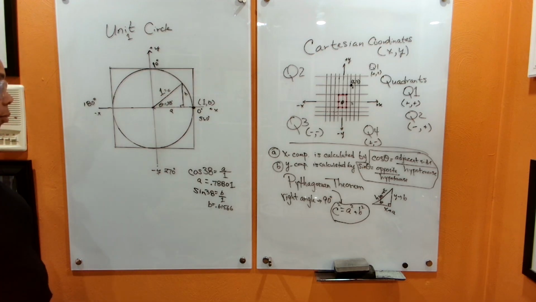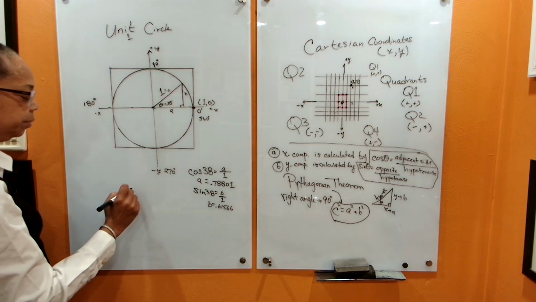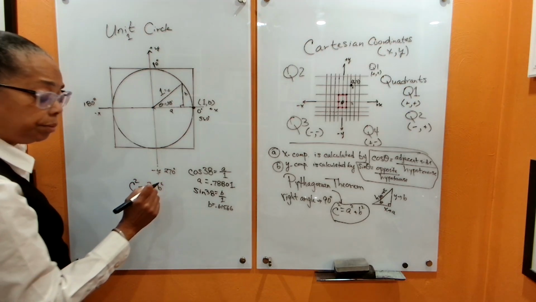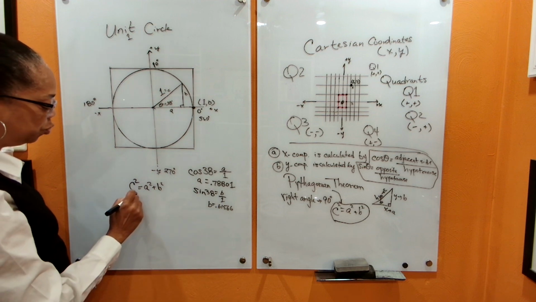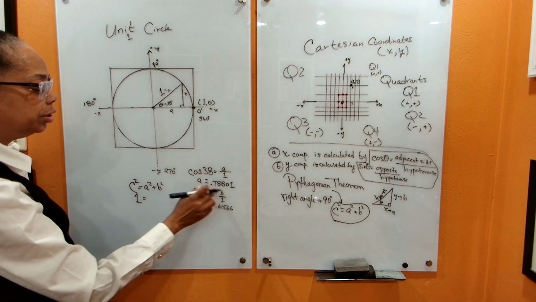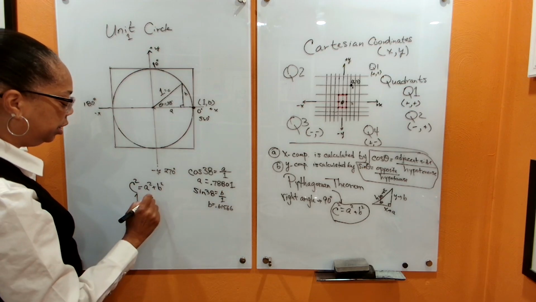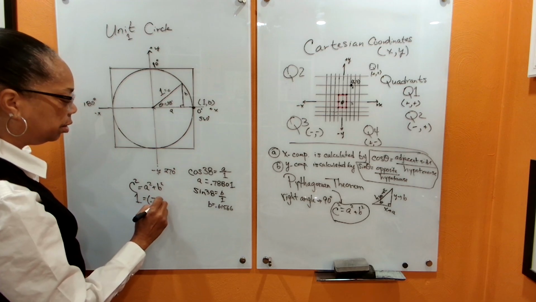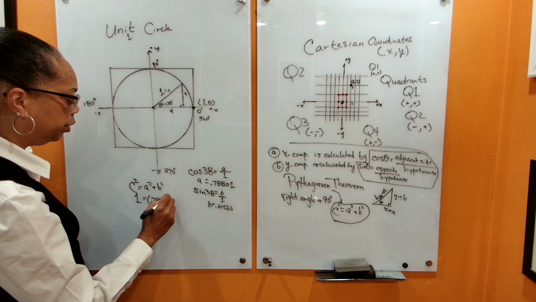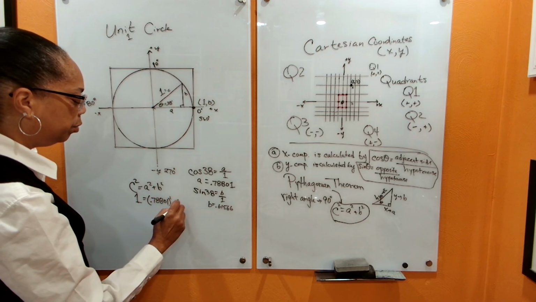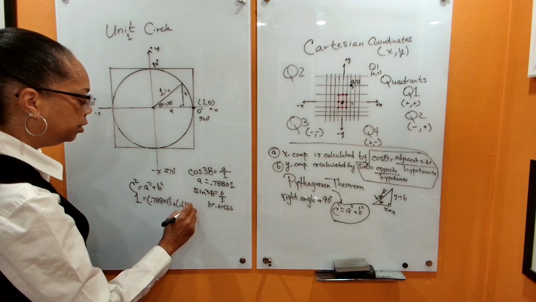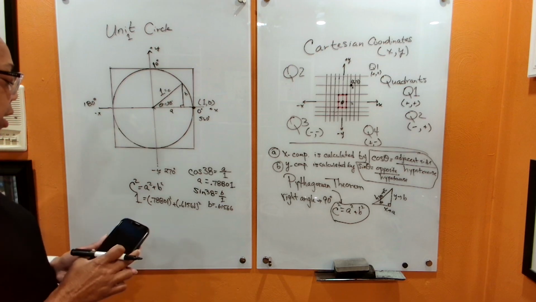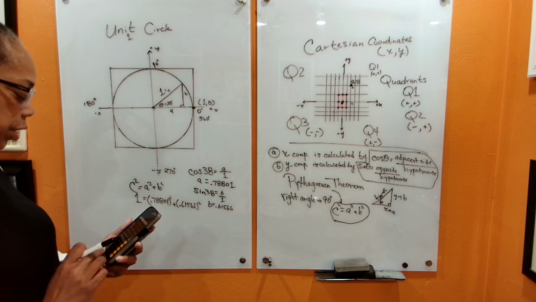We're going to do c squared equals a squared plus b squared. And in this case, c squared is 1. 1 squared is 1. Now we're going to square this and see if we get 1. 0.78801 squared plus 0.61566 squared. Now we square them both and add them up and see if they come up to be 1.